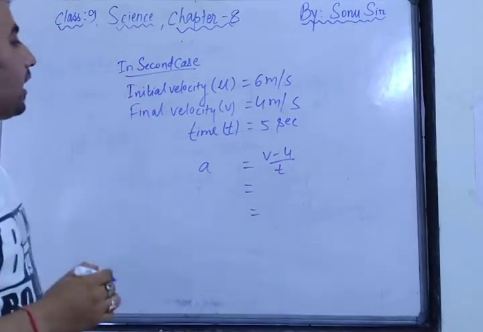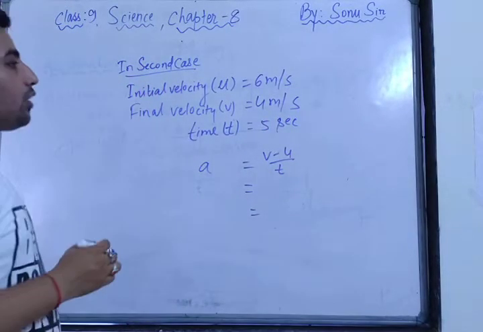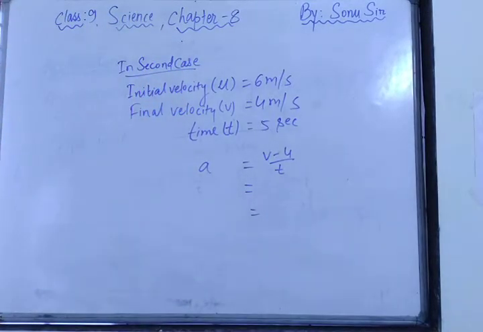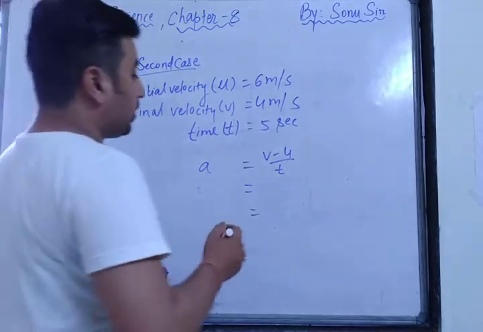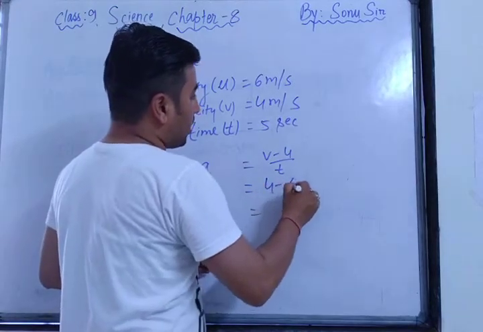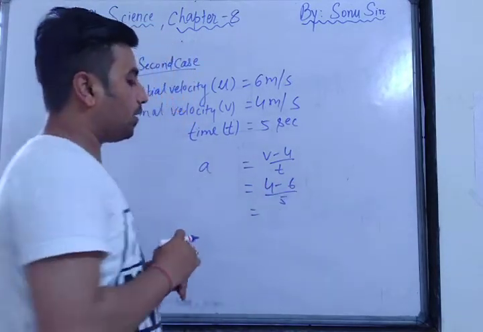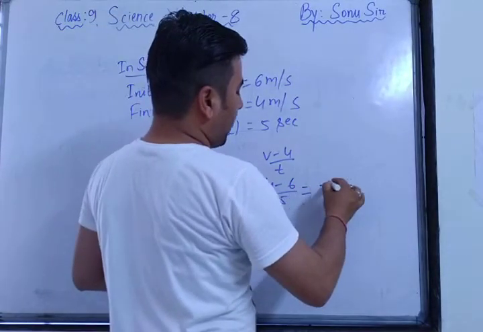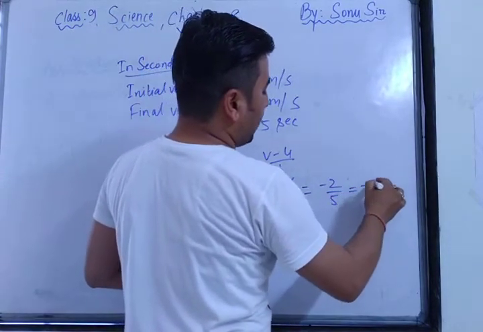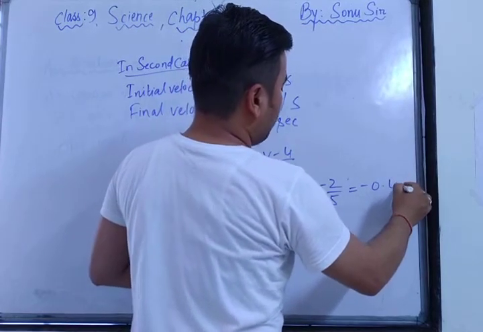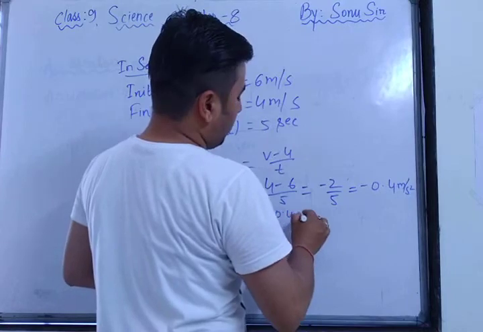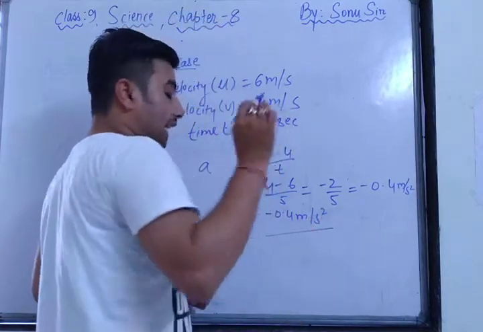So here you can see initial velocity was 6 meter and final velocity is 4 meter. Now question is, here you will say, sir, 4 minus 6 upon 5, how is it possible? This is possible. Don't worry. Acceleration can be negative also. So here minus 2 upon 5 is equal to minus 0.4 meter per second square in the second case.